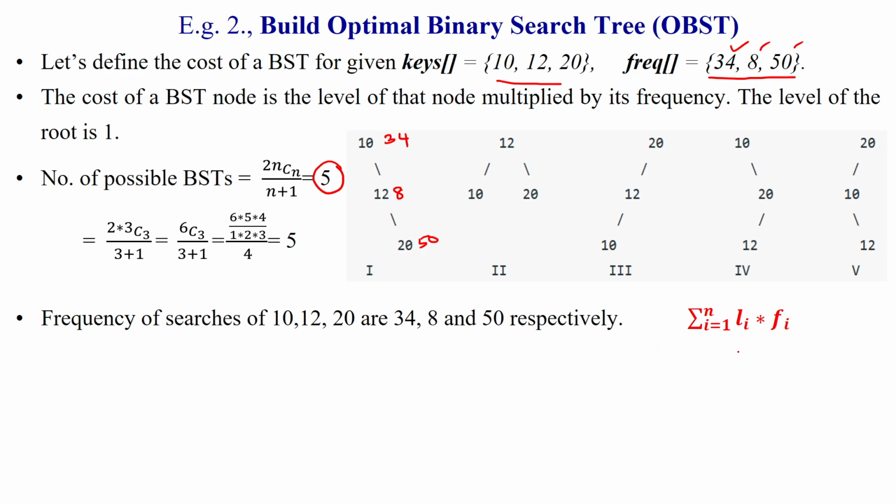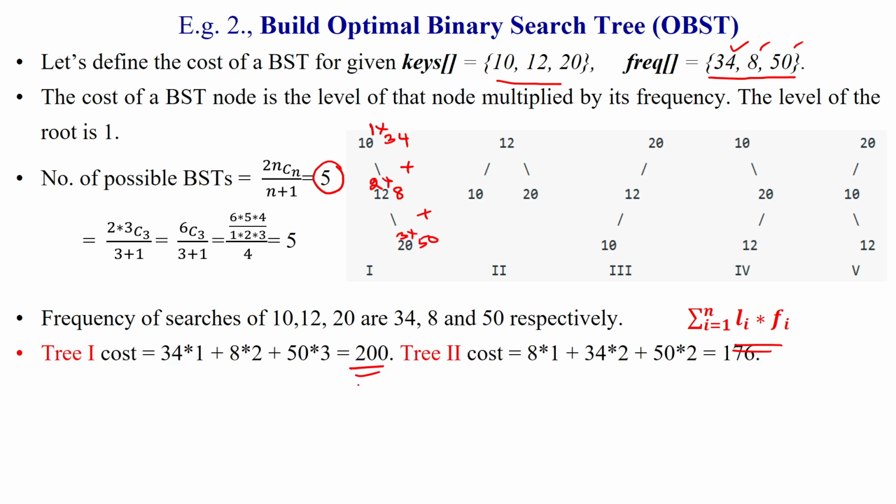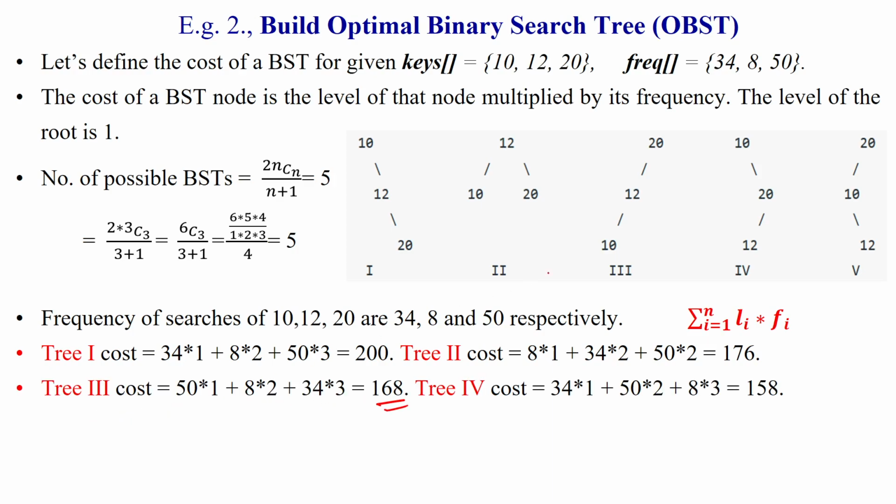So here we have to identify the search cost. The level into frequency is the cost to calculate. So here it is level 1 into 34 plus 2 into 8 plus 3 into 50. Substituting like this, you have 200 as the value. For tree 2, we calculate using the same formula. The level is 1, here the level is 2, and here the level is 2. Substituting the frequency values, for 12 the frequency is 8, for 20 the frequency is 50, for 10 the frequency is 34. When you substitute, you get 176. After that, for tree 3, you get 168 based on the values.